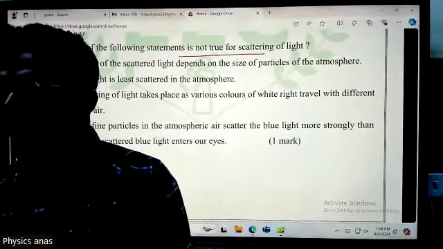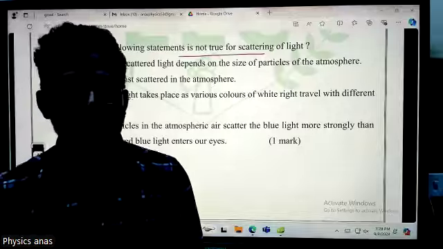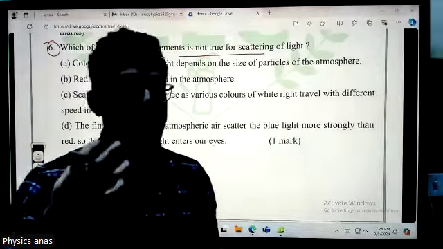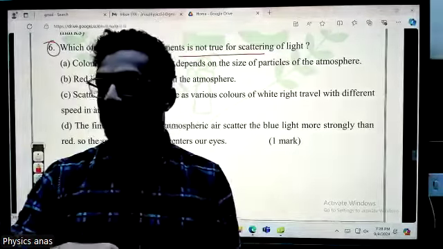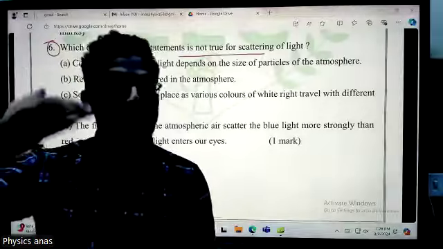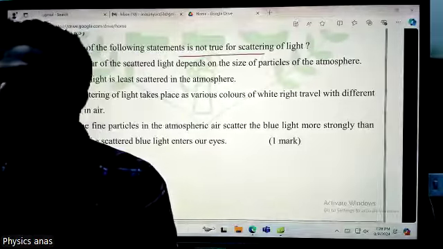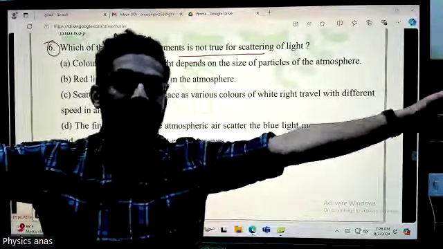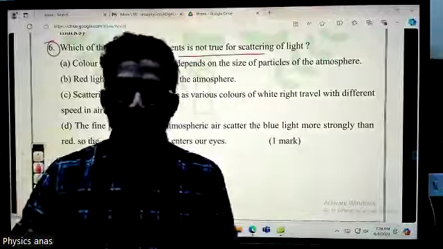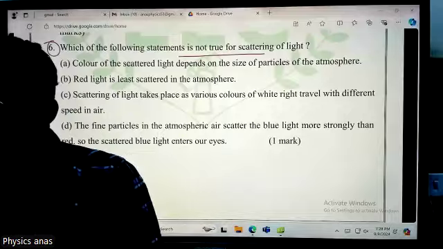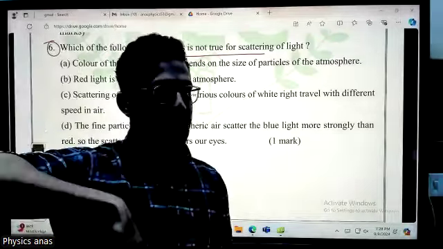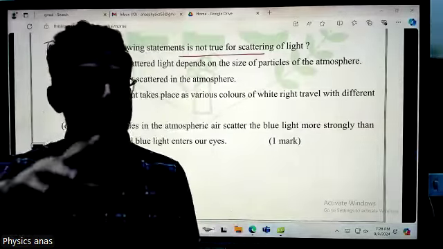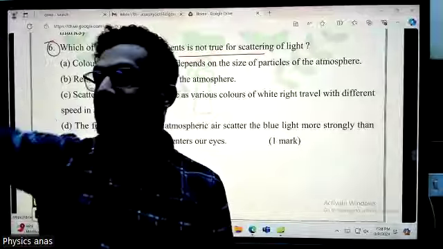In clouds, the particles are water droplets. So they scatter every color in the same amount. If every color is scattered, that's white light. Small particles scatter shorter wavelengths. Larger particles scatter every color in the same amount.